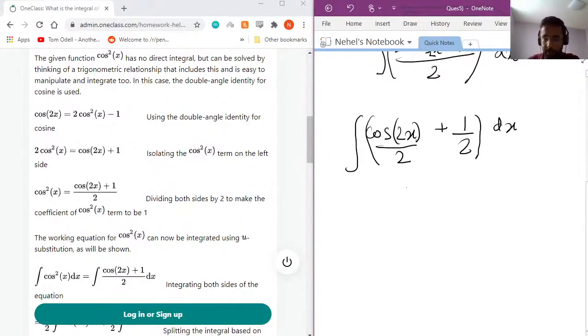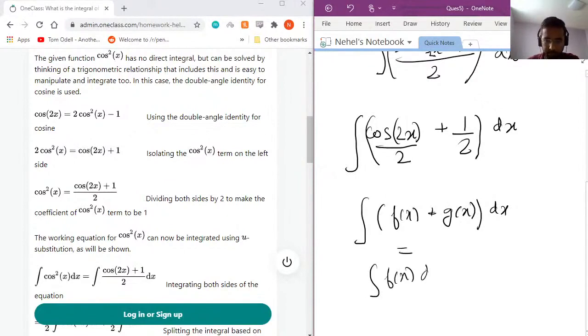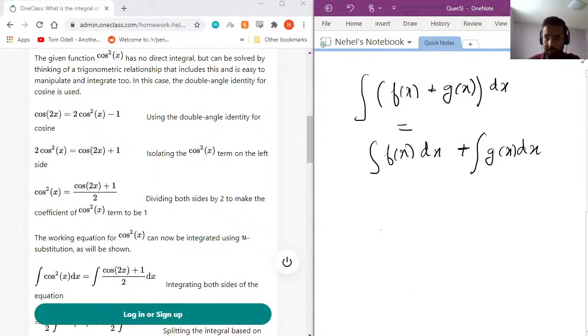So another property which we should be aware of is if I have an integral of a function of x plus another function of x, so f of x and then g of x, we can write this as the integral of the sum of those. So this would be the same thing as the integral of f of x dx plus the integral of g of x dx. Okay, keeping that in mind, we can go ahead and do that for our expression above.